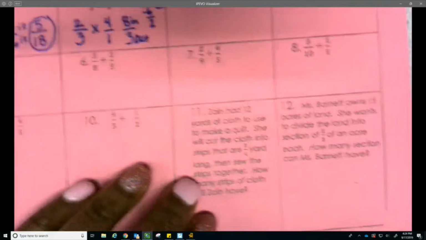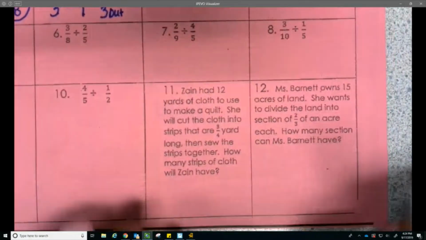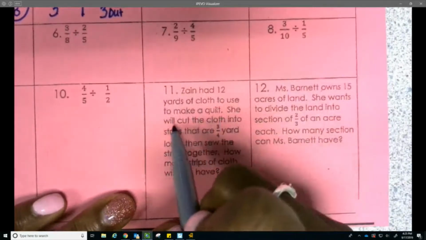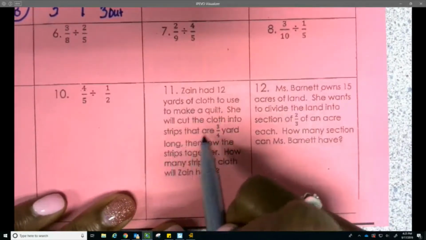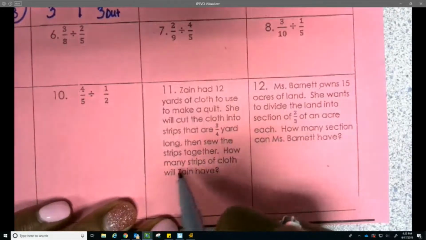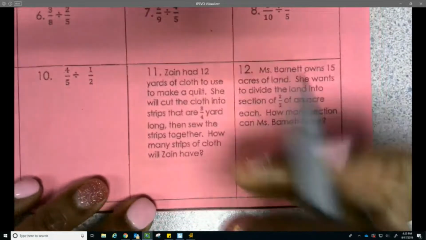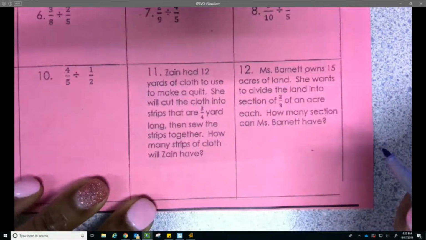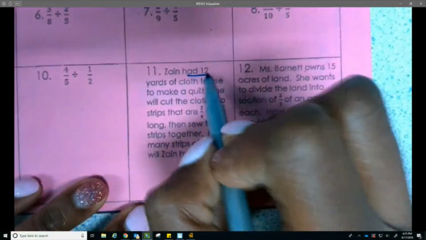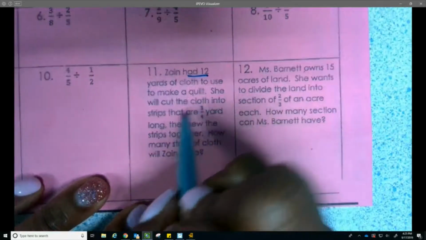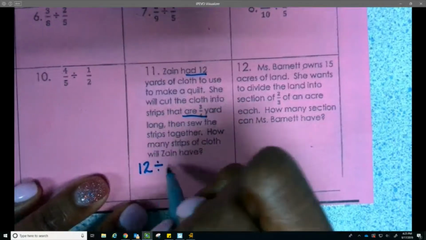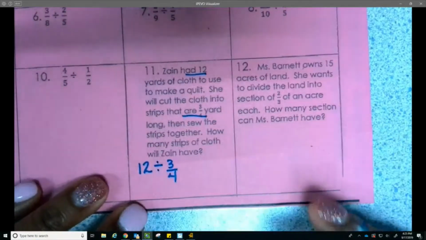The rest is homework. But before we go, number 11. Zane had 12 yards of cloth to use to make a quilt. She will cut the cloth into strips that are 3/4 yard long. Then sew the strips together. How many strips of cloth will Zane have? So I need to see what I need to do. This is a division problem, but I need to make sure I write it correctly. She had 12 yards, and she's going to cut that into 3/4. So that's going to be 12 divided by 3/4.